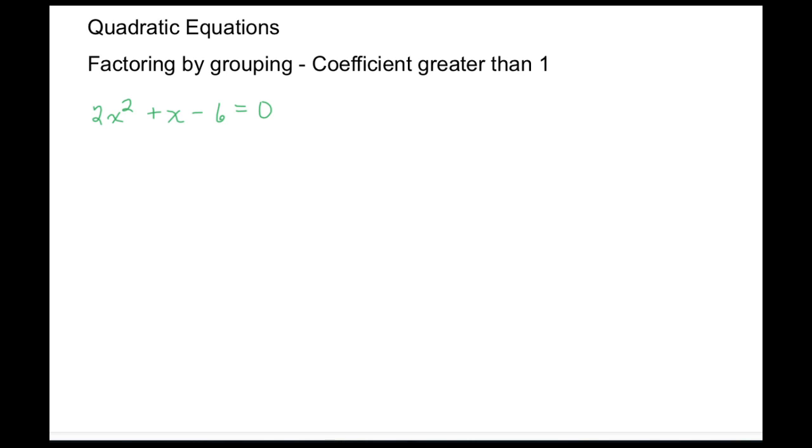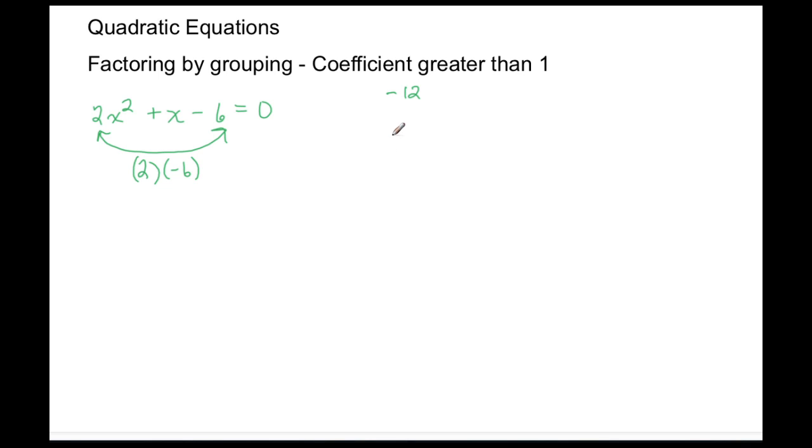All right, we begin by figuring out what this magic number is, and that's by multiplying the x squared coefficient, which is 2, times the constant at the end, which is -6. So here my magic number is -12.